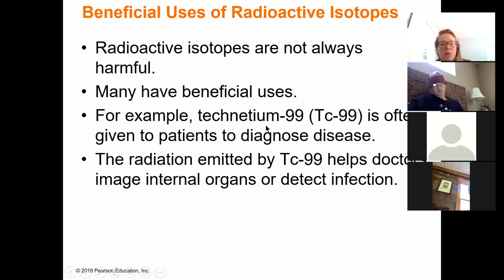So yeah, radioactive isotopes are not always harmful. Sometimes they're beneficial. They use radioactive isotopes in a lot of medical treatments like radiology. They'll give you some sort of radioactive material, you'll ingest it, or they'll put it into an organ, and then they'll stick you in a big machine and pick up the radiation that's being given off, and it can give us more specific imagery of soft tissue.